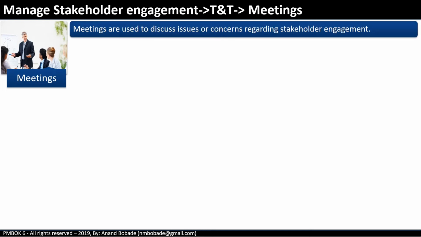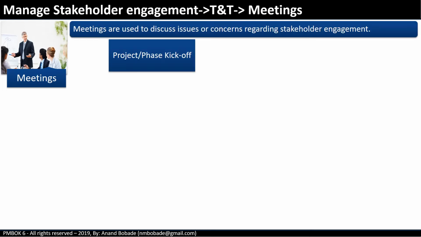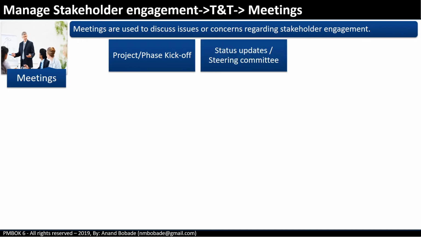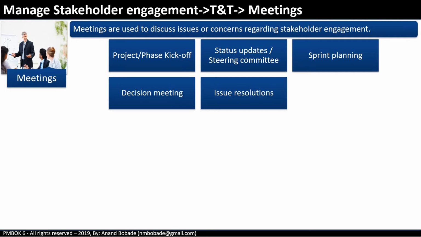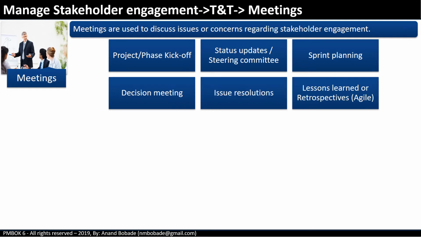Meetings are used to discuss issues or concerns regarding stakeholder engagement. Meetings may include kickoff meeting, status updates, steering committee meetings, sprint planning meetings, decision meeting, issue resolution meetings, or lessons learned or retrospective meetings as a part of agile projects.